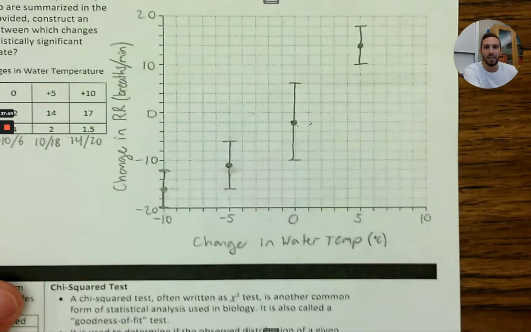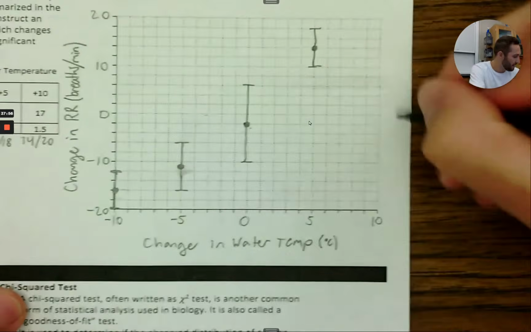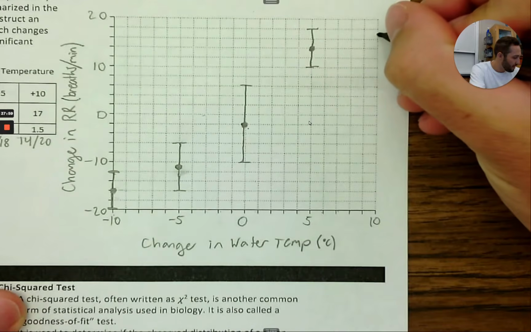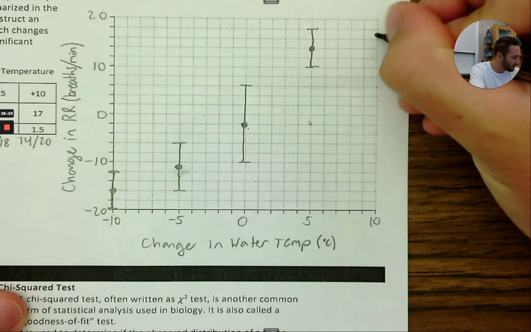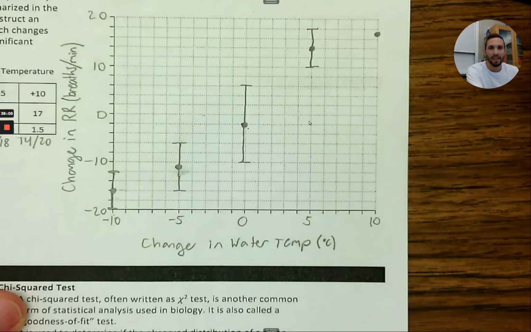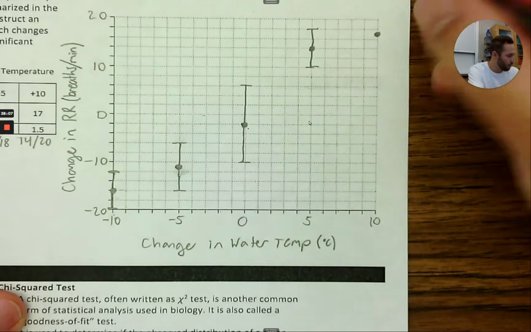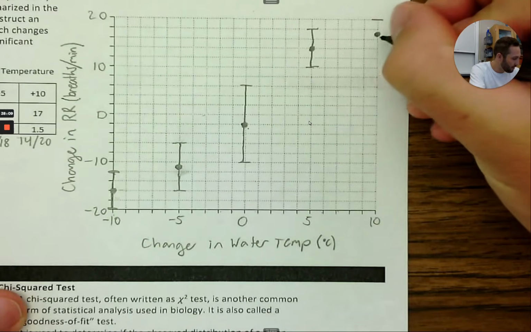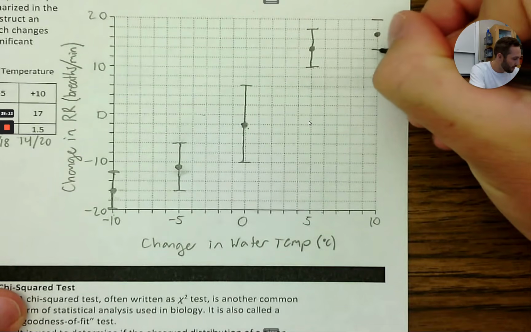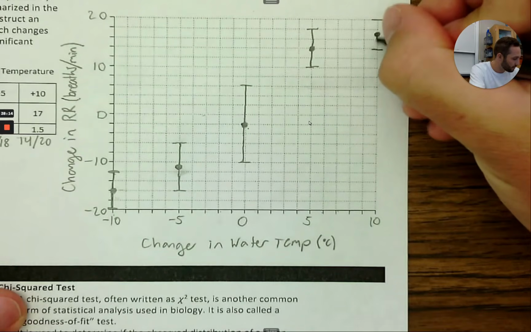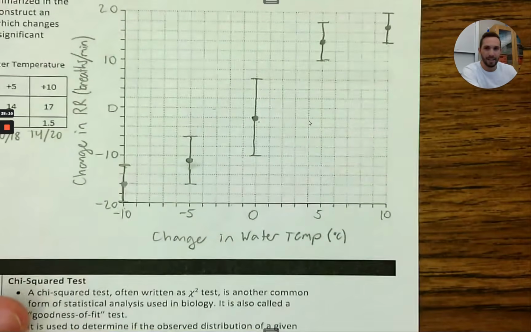And then the last one is 17. So that's going to be between 16 and 18 right here. And that goes between 14 and 20. So this is 20 right here, and then 14 right here. Okay, and then I've plotted those points.